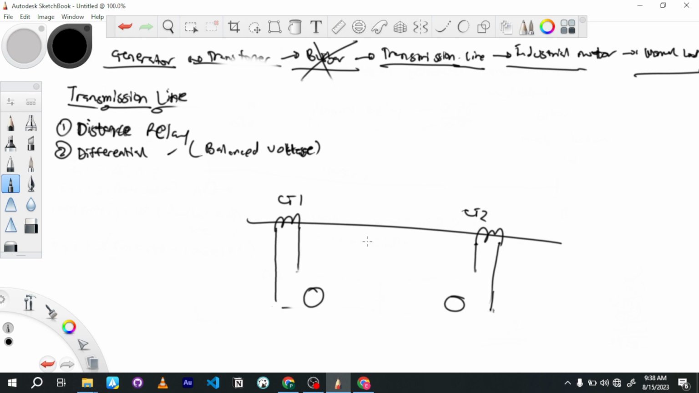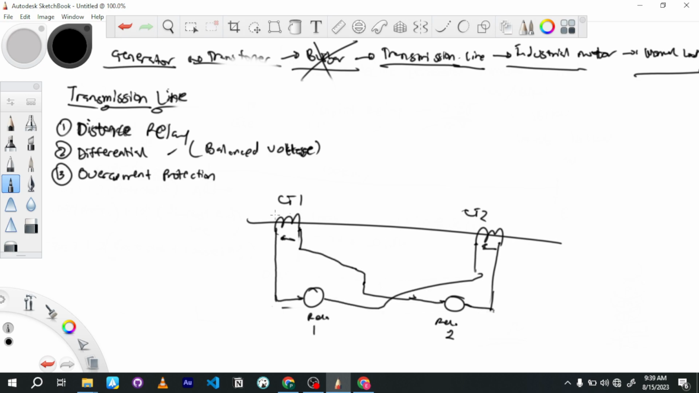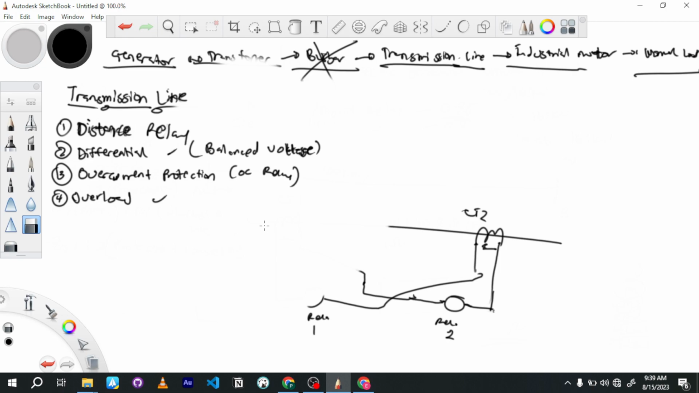The third one is overcurrent protection. The line can have too much current, so you need to protect against that, meaning you need to find the limit of the line in terms of current and then set up an overcurrent relay there. The next one is overload protection. There's a difference between overcurrent and overload.